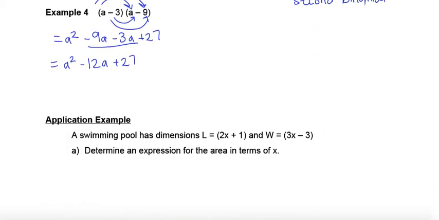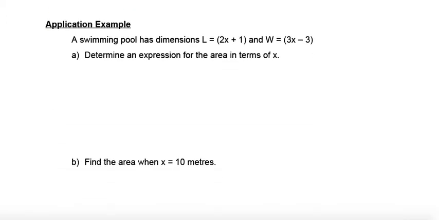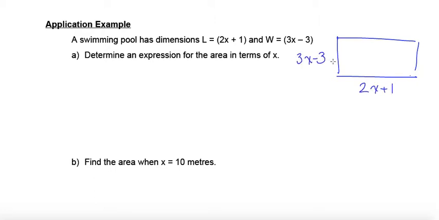So let's go through a couple of application questions. A swimming pool has the dimensions that the length is 2x plus 1 and the width is 3x minus 3. So you can draw your swimming pool if you'd like to. If it helps you to see that visually, by all means go ahead.